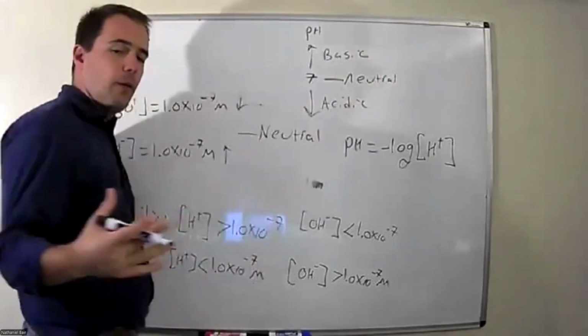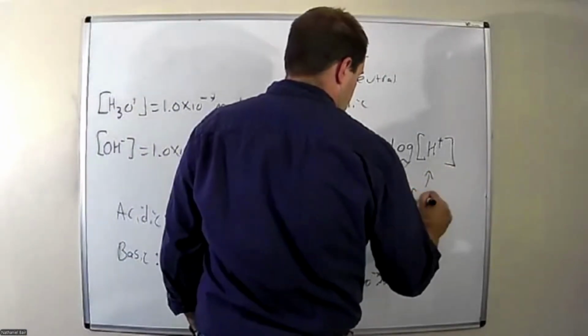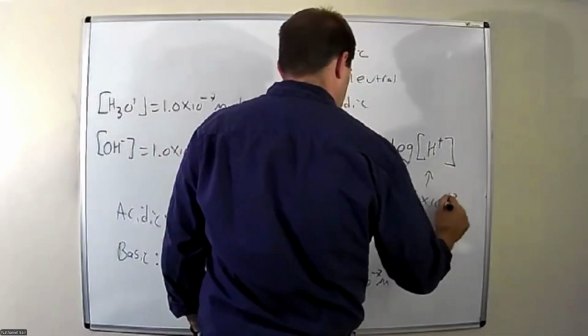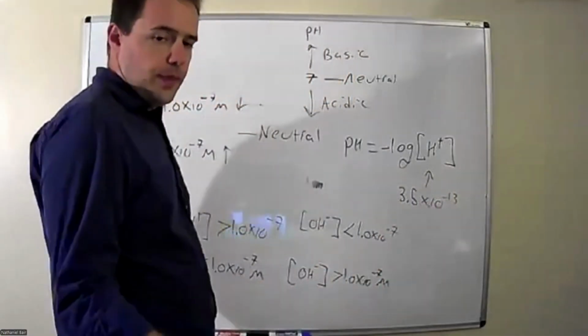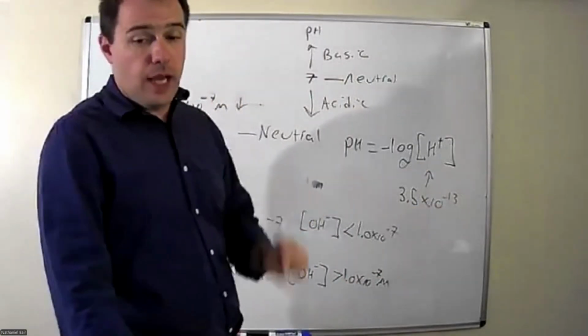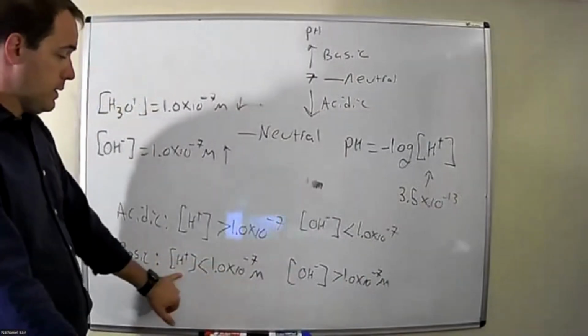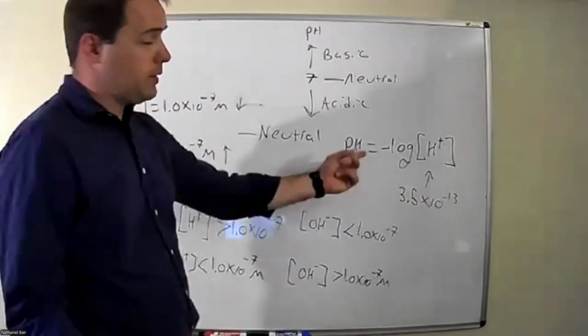Well, let's test this out. Let's plug in 3.5 times 10 to the negative 13th. Now, before we plug it in, that is smaller. That's a hydronium ion concentration that is less than 1 times 10 to the negative 7. That's going to be a basic solution, right? That is less than that. But let's plug it into here and see what we get.